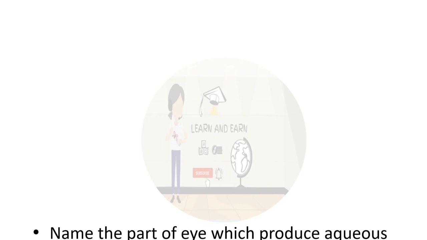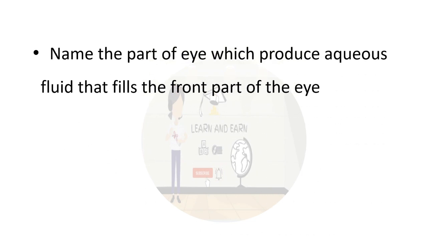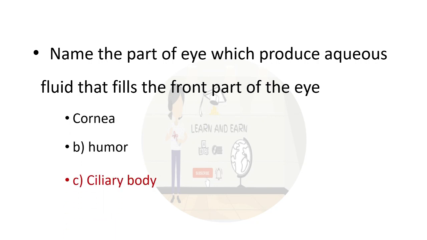The next MCQ is, name the part of the eye which produces aqueous fluid that fills the front part of the eye. Option A, cornea, option B, humor, option C, ciliary body, option D, cables. The right answer is ciliary body.